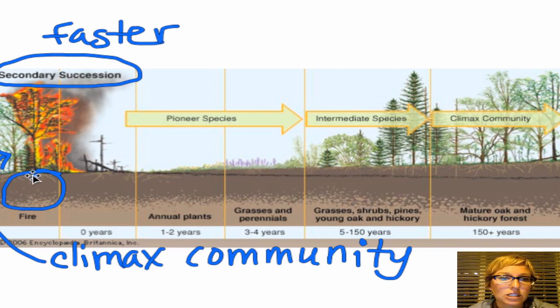So secondary succession is just that. It's when a climax community becomes disrupted, like by a fire, and it's different than primary succession because there's already soil. So succession to a climax community can occur much more quickly. So we follow the same steps. We've got annual plants. We kind of skip the moss and lichen stage because we don't really have rocks. It's already soil. We have annual plants. They move into grasses and perennials. Then we get shrubs, pines, young oak and hickory. These are those shade-tolerant trees. And then we get mature oak and hickory forests at the very end of our climax community.